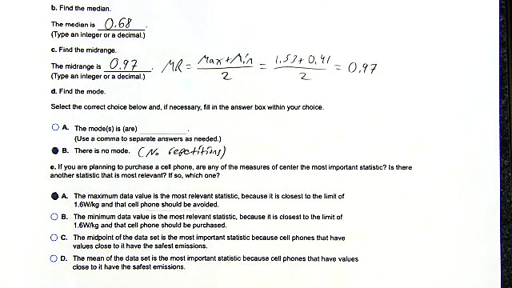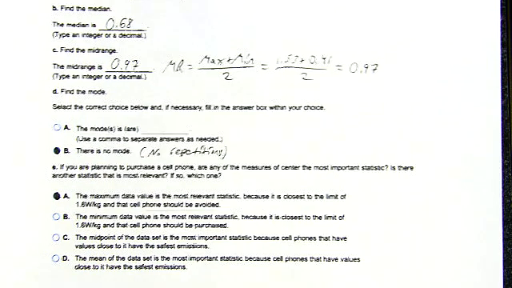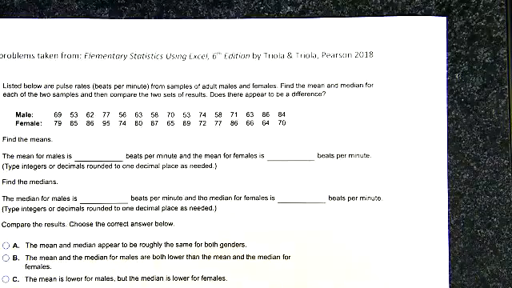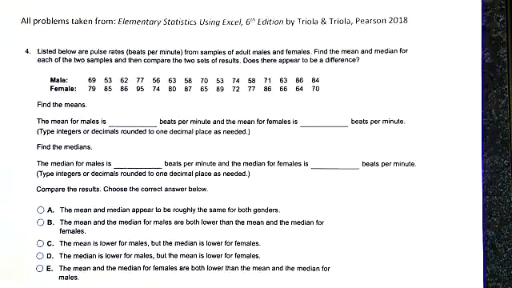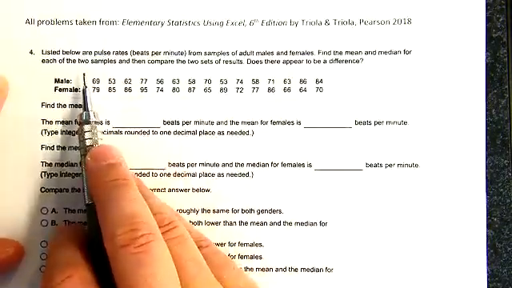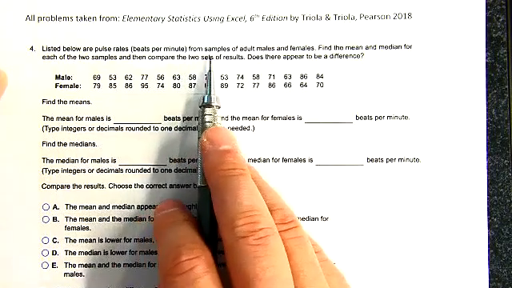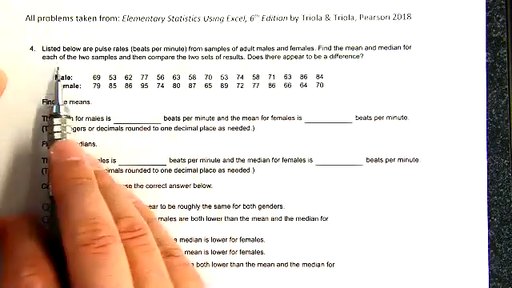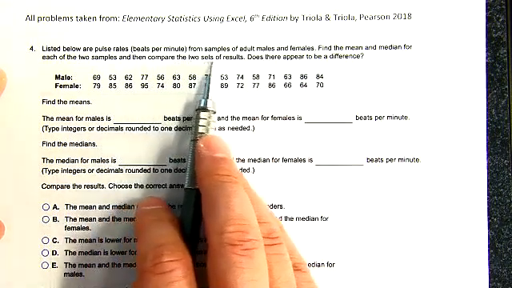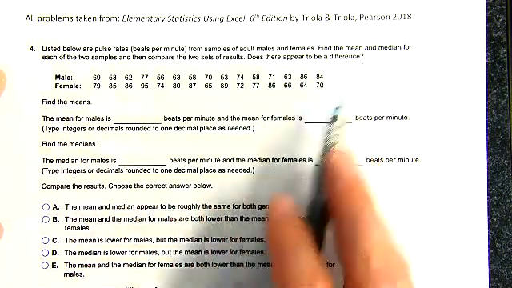Questions on these types of problems? Should be hopefully pretty straightforward when you do them on your homework. Now, in a problem like 4, let's read it. Listed below are pulse rates, beats per minute, from samples of adult males and females. Find the mean, median for each of the 2 samples, and then compare the 2 sets of results. Does there appear to be a difference?